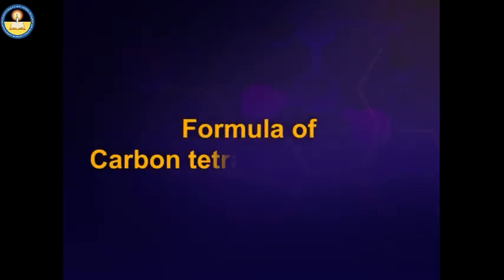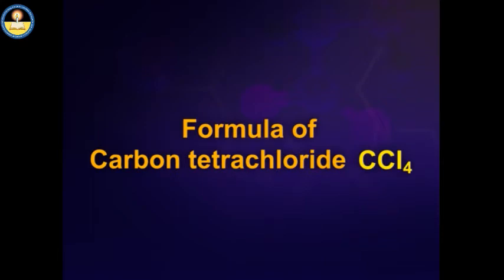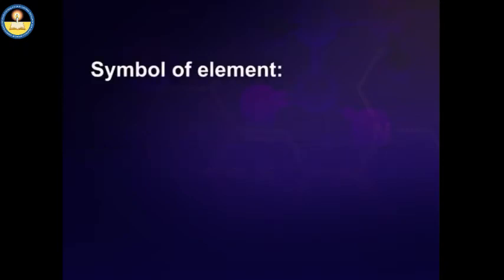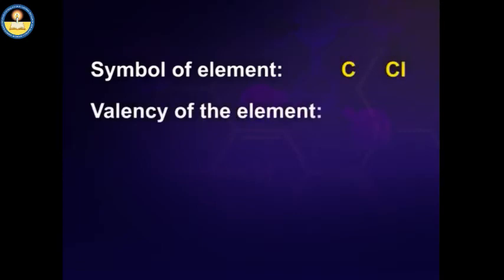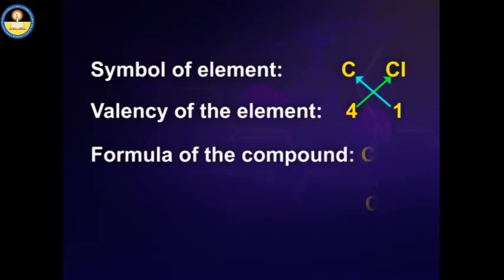Formula of carbon tetrachloride can easily be obtained by following the steps we have discussed right now. Symbol of the element is C Cl. Valency of the element is 4, 1. Therefore, formula of the compound is CCl4.